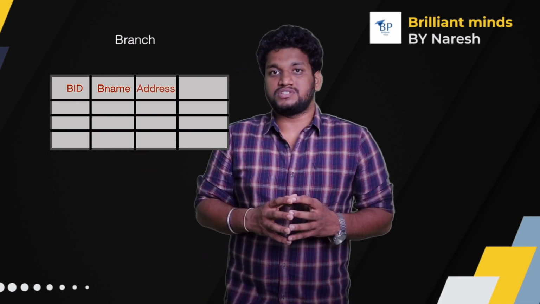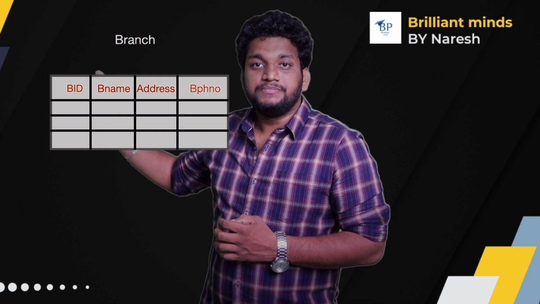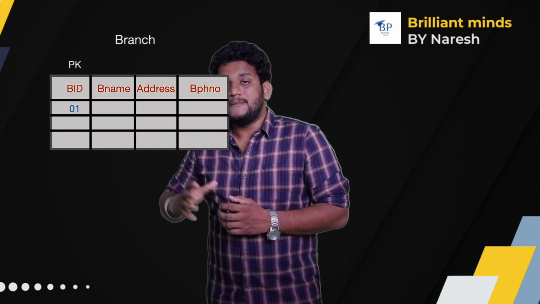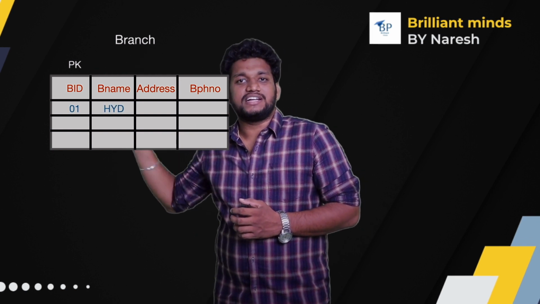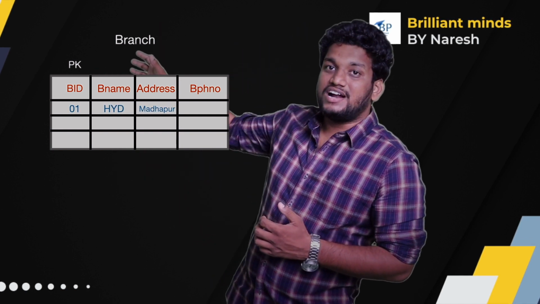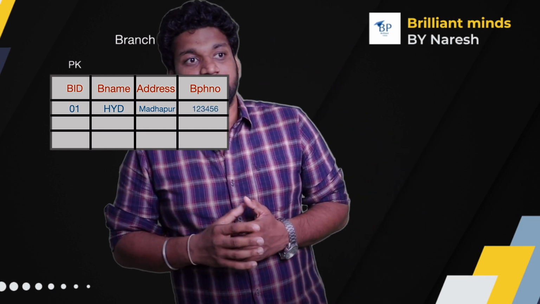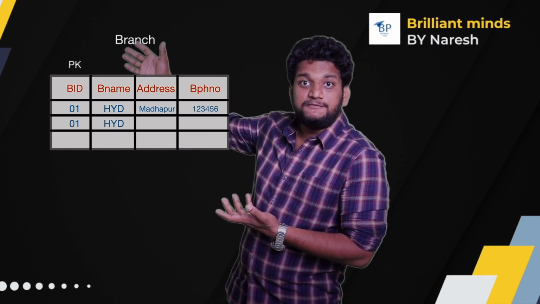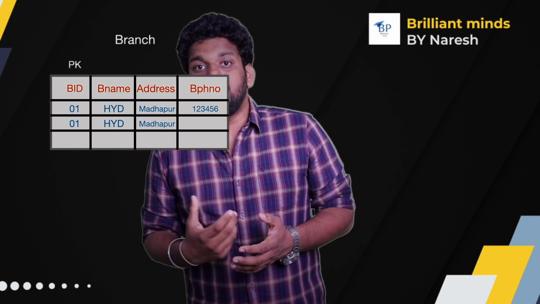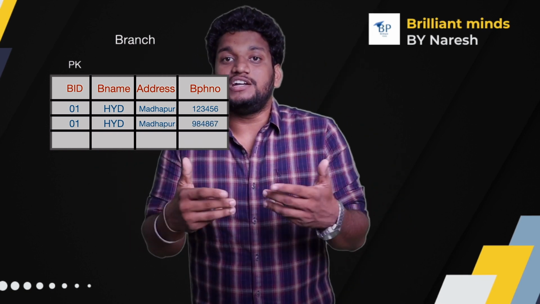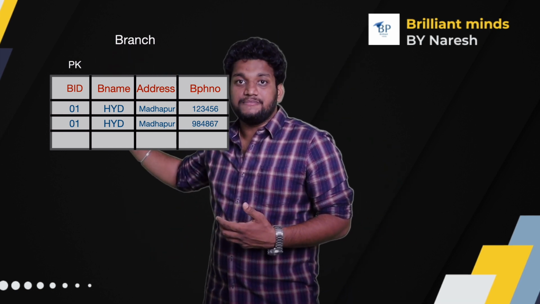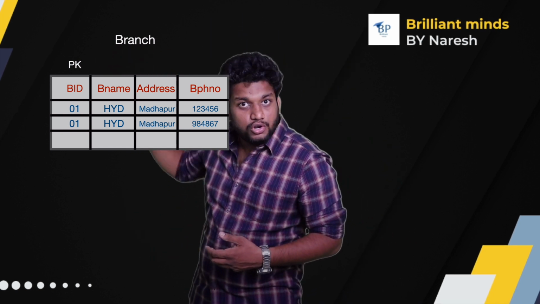Why? Suppose I fill the table with records. Branch ID I will give as 01. Branch name I will give as Hyderabad branch. Branch address I will give as some Madhapur. Now branch phone number. Branch will have multiple phone numbers or not. Here I cannot give multiple phone numbers at a time. I have to give them in the next row only.